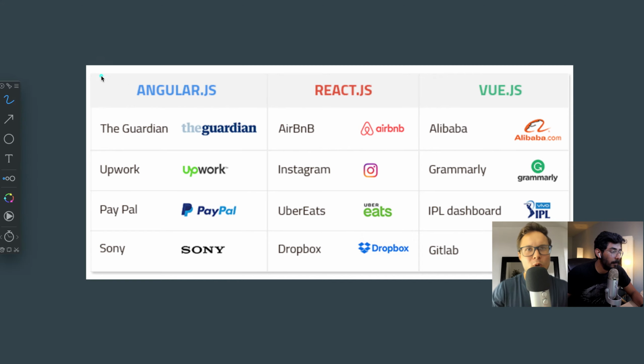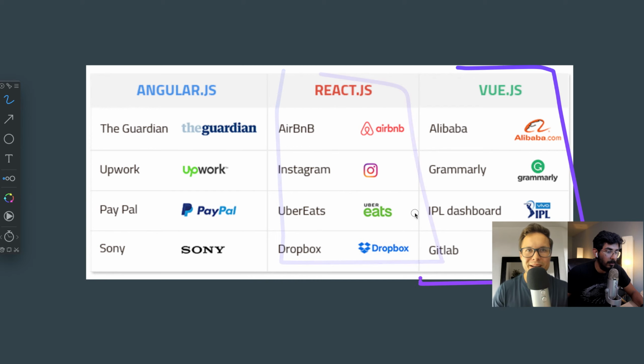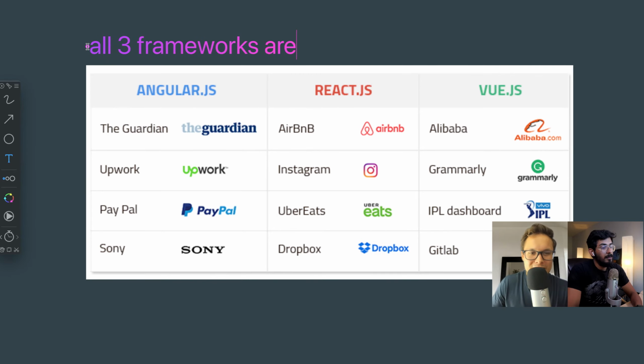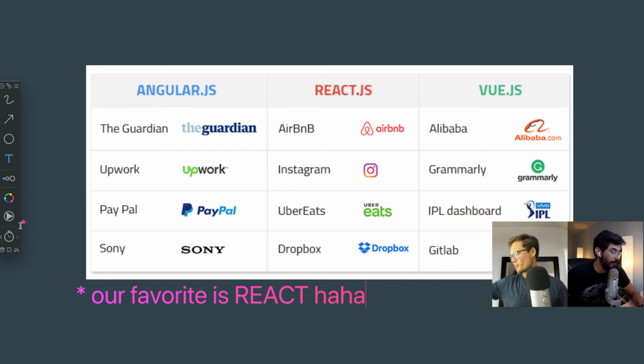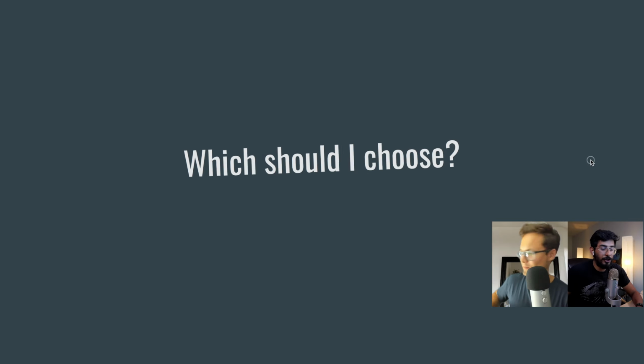Yeah, and I think, as you can see from here, a lot of companies are using all three frameworks, and they are all very popular. You got, for example, Angular used by companies like The Guardian, Upwork, PayPal; React.js, Airbnb, Instagram, Uber Eats; and then Vue.js, Alibaba, Grammarly, GitLab, and so much more. That's just the start of it, right? So yeah, all very important, all very popular frameworks. Yep. And I wrote which one is our favorite underneath. Which should you choose?